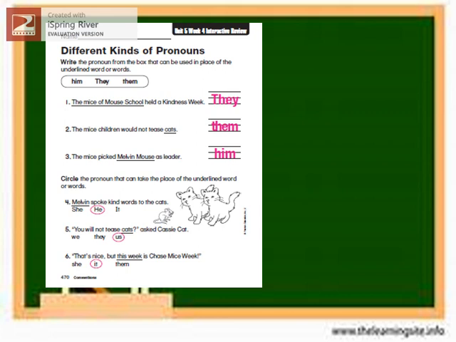Number 5, cats. Cats come after the action word tease. So we're going to use us. Number 6, this week we use the pronoun it.